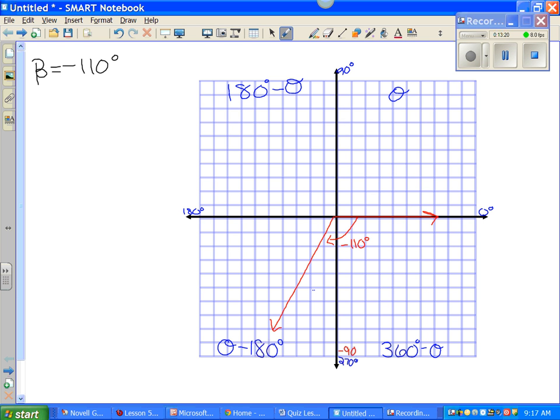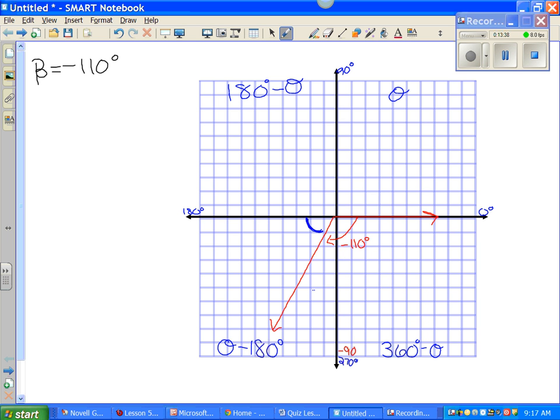Okay. Reference angles. Can they be negative? No, they have to be positive and less than 90 degrees. Okay. Where would my reference angle be? Yeah, on the left, right here. There's my reference angle. So there are two ways we can do this.